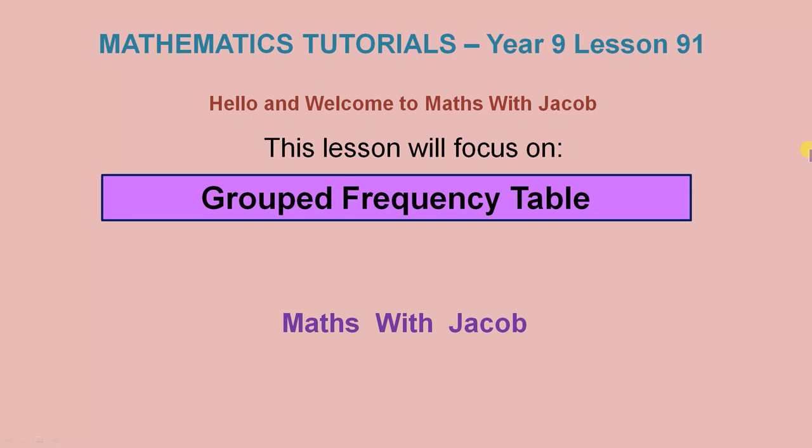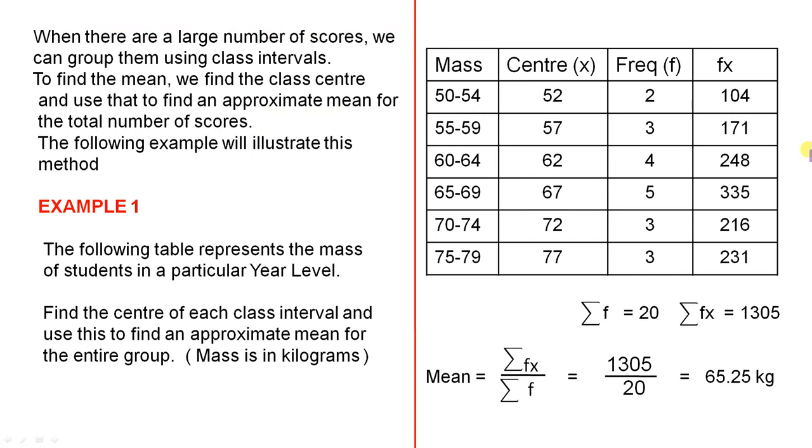This lesson will focus on grouped frequency tables. When there are a large number of scores, we can group them using class intervals. To find the mean, we find the class center and use that to find an approximate mean for the total number of scores. The following example will illustrate this method.